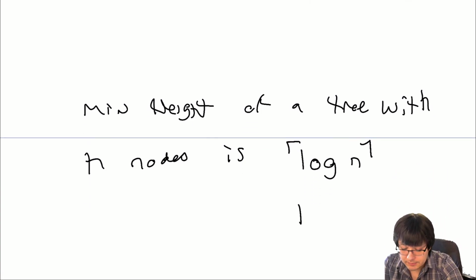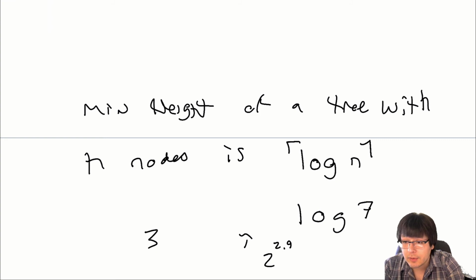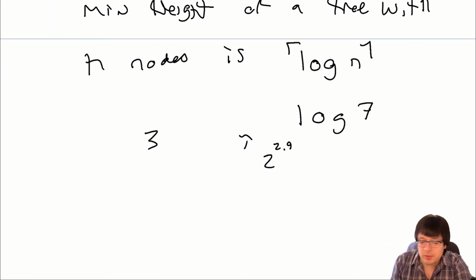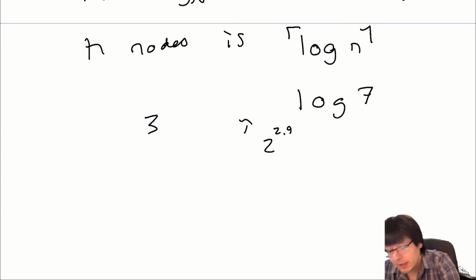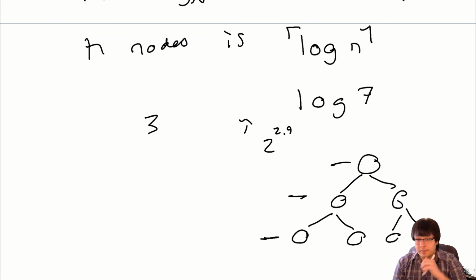So log of 7 would be 2 to the 2.9 something, because 2 to the third power is already 8. So the ceiling of that would be 3. So that is indeed correct. The height would be 3. Of course, with height 0 being 1 node or no nodes, it would be plus or minus 1 depending on how you're measuring height. But for me, this would be considered the height of the tree, because I have 1, 2, 3 nodes there. So I'm counting basically the number of nodes.